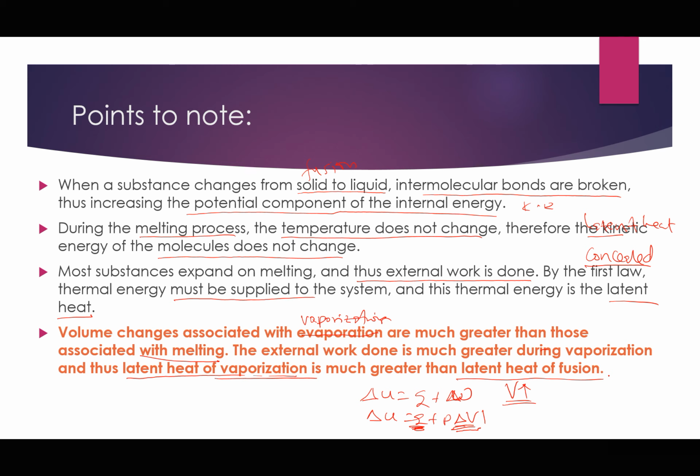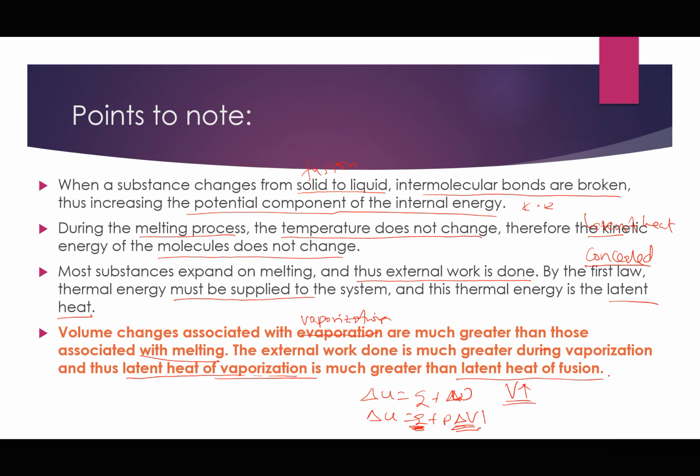to change a liquid to a gas at constant temperature. The amount of heat required to change a liquid to a gas at constant temperature is what we call the latent heat of vaporization. We shall see this in detail in the next unit. And the amount of heat required to change a solid to a liquid at constant temperature is what we call the latent heat of fusion.